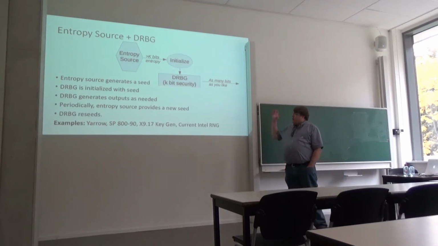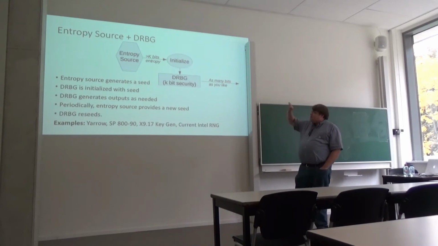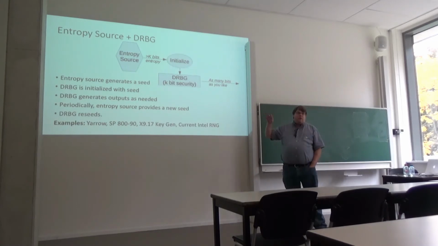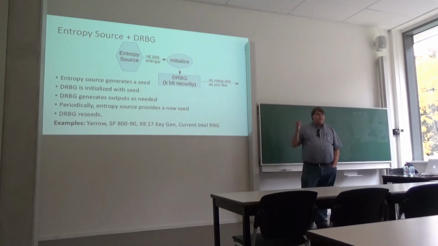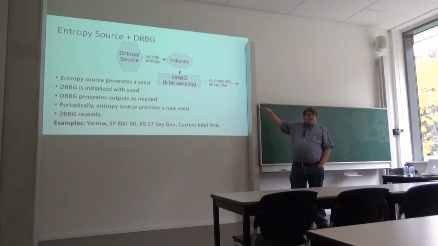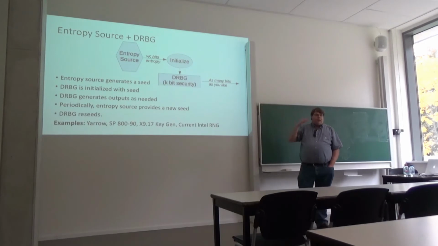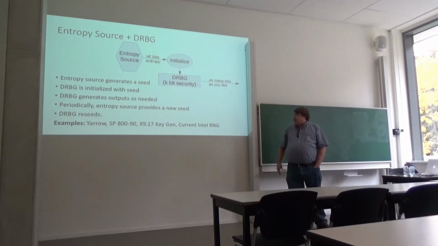Then I'm going to generate outputs forever, and then every now and then I may update. So I may wait until I've got enough entropy to reseed again, and then I'll reseed. I'll send in more bits, and I'll update the state of the DRBG in a way that doesn't throw away what it had before, but incorporates new inputs. Okay, and that's the basic idea.